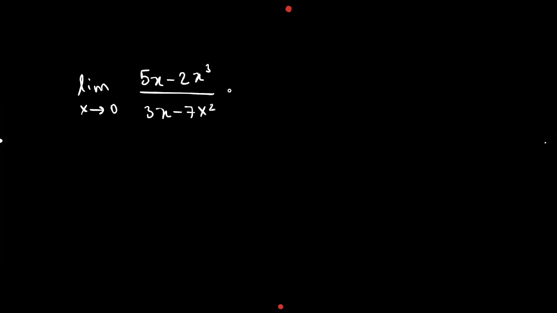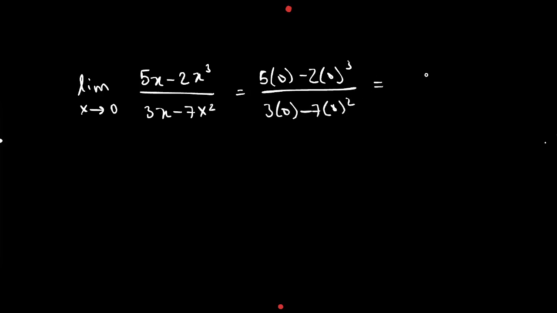So, I assume you paused the video and gave it a shot, so now let's go through it together. Using direct substitution, you see that we get 5 times 0 minus 2 times 0 cubed, which gives us 0 in the numerator, and 3 times 0 minus 7 times 0 squared. So our indeterminate form is present here, so we use L'Hopital's rule.